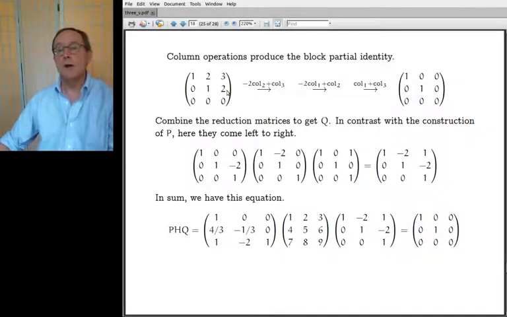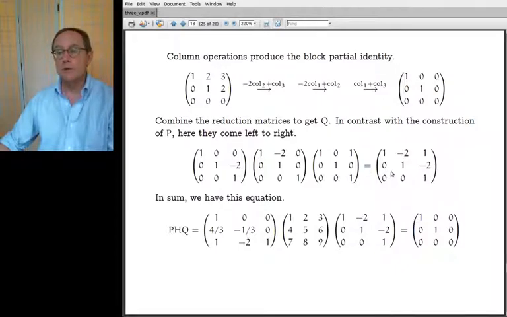And then when you follow through, you can do that yourself. You take minus 2 times column 1, add to column 2 to get rid of that 2 kind of stuff, and then column 1 plus column 3, and you end up with this. So I use column operations to use this 1 to get rid of that 2, and then to use this 1 to get rid of the stuff to its right. You combine the reduction matrices to get capital Q.